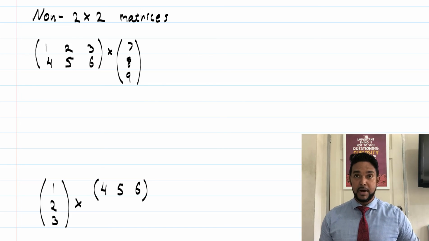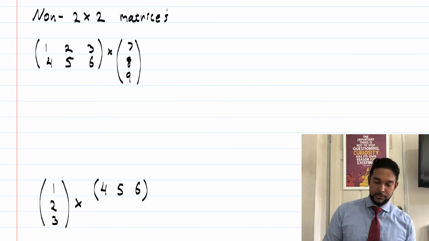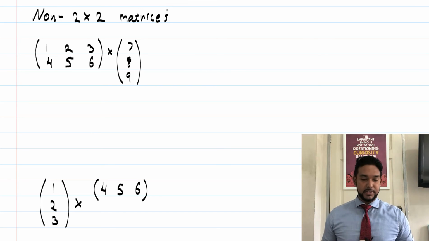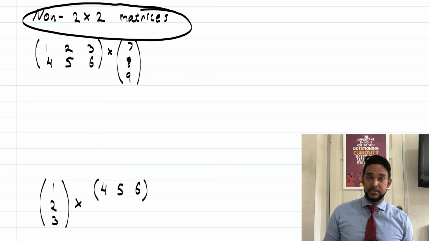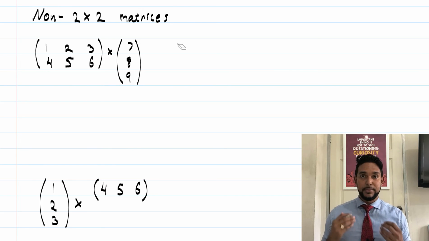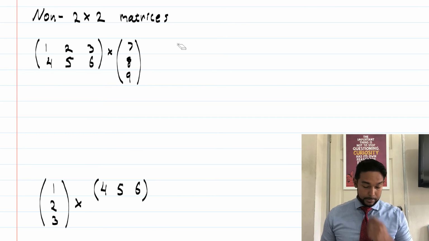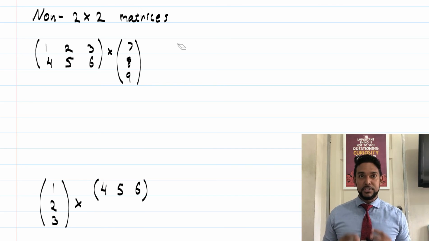Okay, so the final batch of examples I'm going to do for you guys will involve non-2 by 2 matrices, because a lot of times the most popular type of matrix you will see is a 2 by 2 matrix by a 2 by 2 matrix. But it's quite possible for them to bring other types of matrices of other orders for you to multiply together. So let's take a quick look at just a couple of examples, because the principles of how to multiply two matrices together don't change.